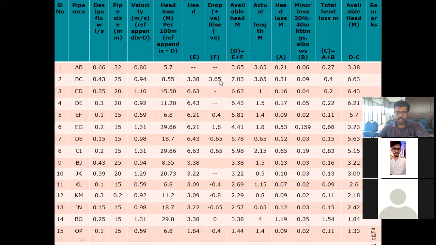3.65 positive. And available head, how much? E plus F: 3.38 plus 3.65, 7.03. Actual length, how much? Same. Length of BC will be 3.65 itself. Then how to find out the head? The formula will be actual length into head loss per 100. Did you get 0.31?